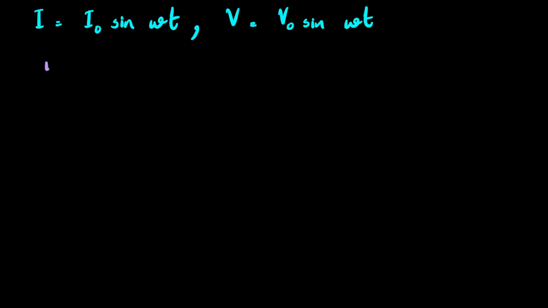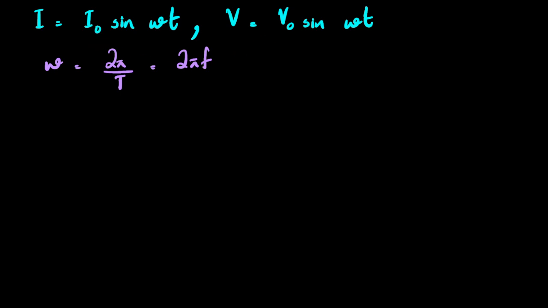So omega is still defined exactly as it was previously. You can write it as 2 pi over the time period, and you can also write it as 2 pi f. So the angular frequency is 2 pi times the linear frequency. And this I naught and V naught are the peak values of the current and voltage.